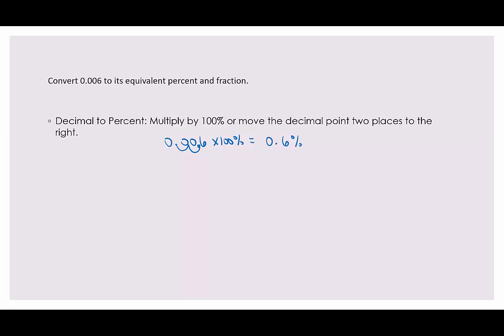And that makes sense because the percent relates to the hundredths place. And if we look at the hundredths place, there's a 0 there. So it makes sense that we don't even have a percent because of that 0 in the hundredths place.